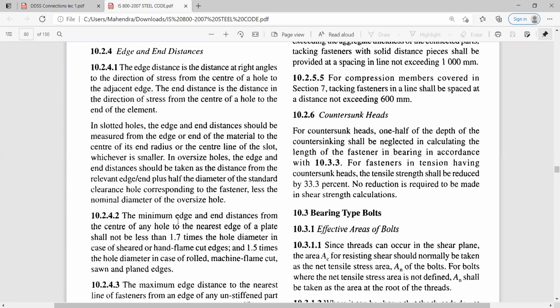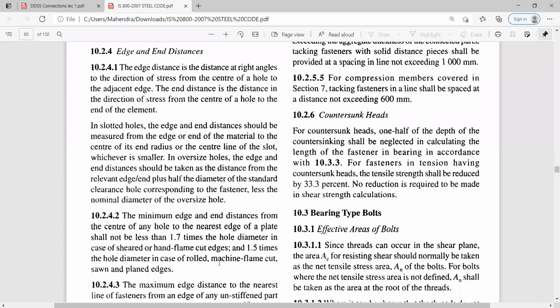And here they have given you the formula. The minimum edge and end distance from the center of any hole to the nearest edge of the plate shall not be less than 1.7 times the diameter of the hole. Here in this case, you have to take the diameter of the hole, that is 1.7 into D0, and 1.5 into the diameter of the hole for rolled and machine flame cut edges.